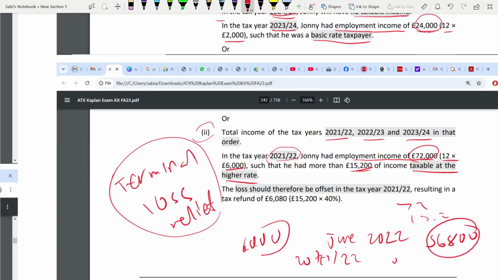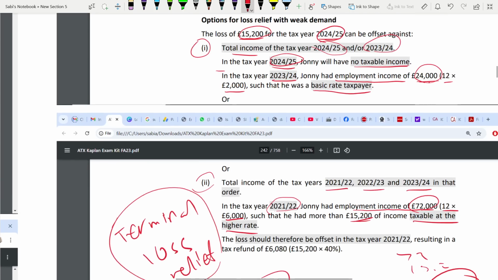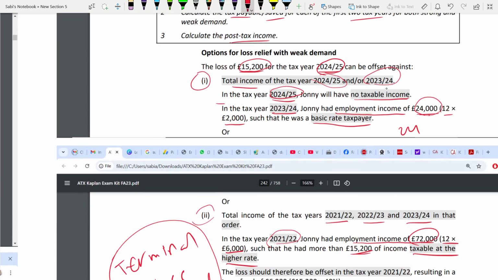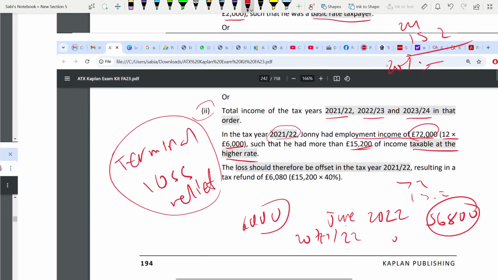Okay. So now, because in the second scenario it is at higher rate, and in the first scenario he's at basic rate, if we deduct 15.2, the entire income is at 20% basic rate. And if you're not relieving the loss of 15,200 against 24,000, still it is at basic rate. So you're not saving or gaining anything. The rate is the same.